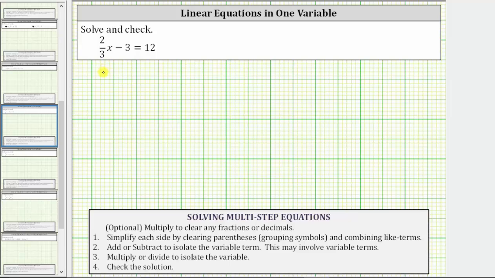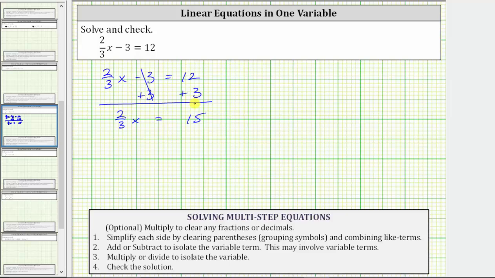So beginning with the given equation, we have 2/3 x minus 3 equals 12. For this equation, the first step is to add or subtract to isolate the variable term. Here the variable term is 2/3 x, which means we need to undo this minus 3 by adding 3 to both sides of the equation. This will isolate the variable term. Simplifying, -3 plus 3 is 0. The equation is now 2/3 x equals 12 plus 3 is 15.